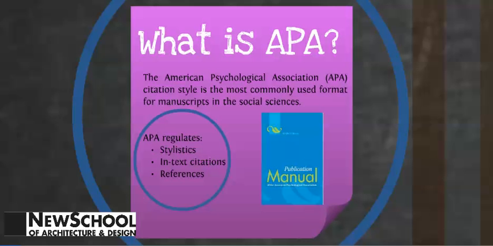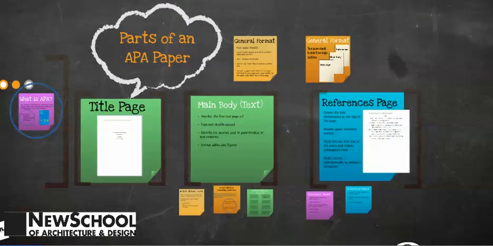APA is commonly used in social sciences such as psychology and related fields. As an author-date citation style, APA is often used in the design disciplines because of its focus on publication date. APA regulates 3 basic areas: the stylistics or layout of a paper, the in-text citations, and the list of references to other writings. This presentation will cover the basics of each of these 3 areas.